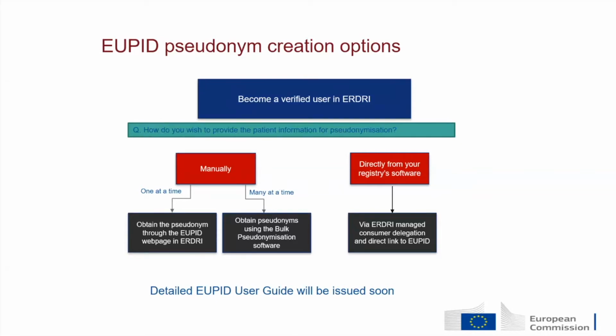And if you want to do it directly from your registry software, you do this via ERN-managed consumer delegation and directly to EUPID services. A detailed guide we are working on will be issued soon, and distributed to all of you, detailing all these cases. The next screens, please, Mikael.